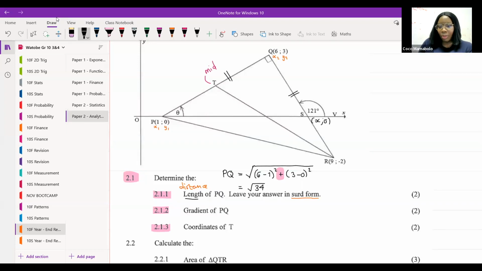Okay. All right. So in order to do the gradient of PQ, the gradient of PQ is going to equal y2, which is 3 minus y1, which is 0, over x2, which is 6 minus x1, which is 1. 3 minus 0 at the top will give me 3 over 6 minus 1, which is 5. And that's the answer we should get. All right. Okay, so you're going to get 1 mark for substitution, 1 mark for the final answer. Same over here. 1 mark for substitution into the correct formula, 1 mark for the final answer. All right, 2.1.3.